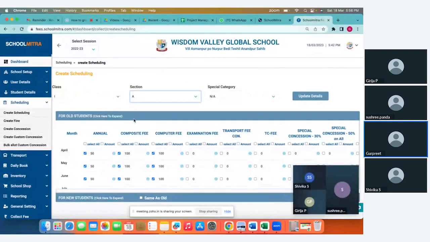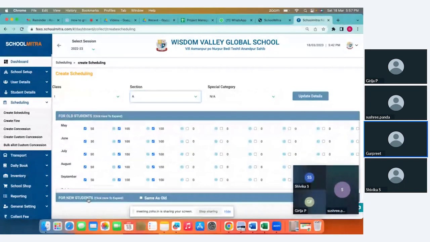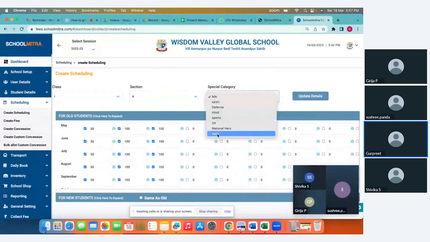Now the facility that we have provided is that a school can schedule a fees for old students and a separate fees for new kids. And if you have special categories, such as certain students who belong to, say, a defense quota or a government quota, and you want to give them a special kind of fees, even those special category fees can be added over here.